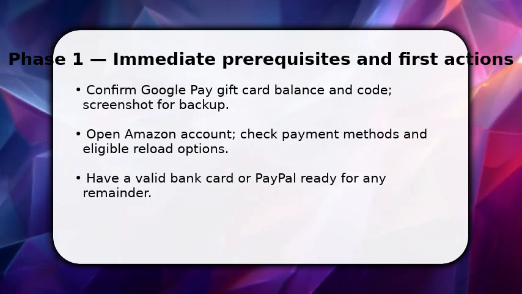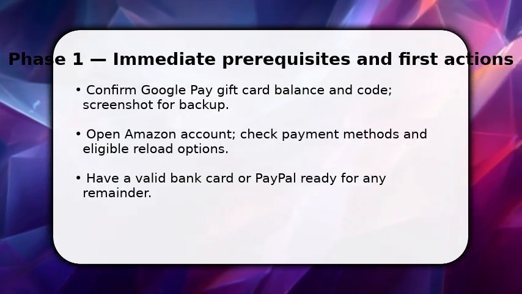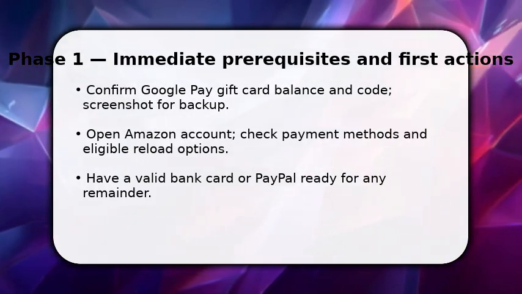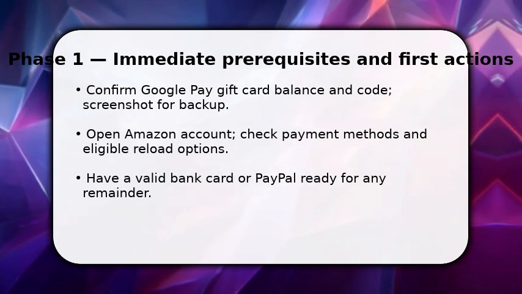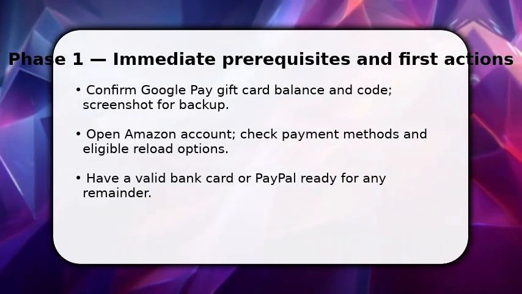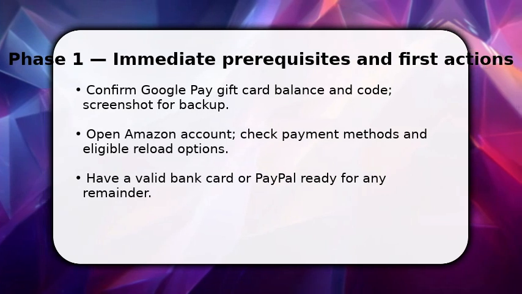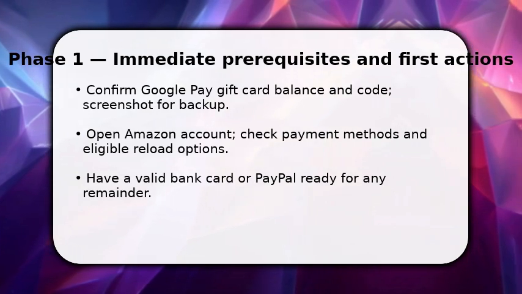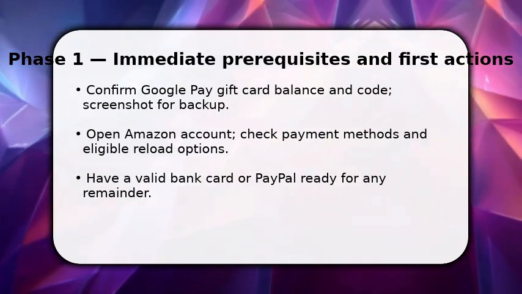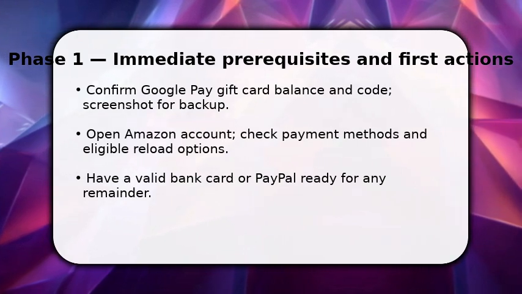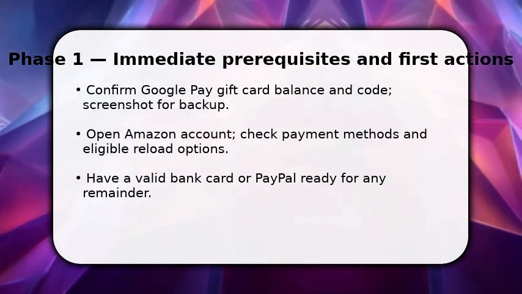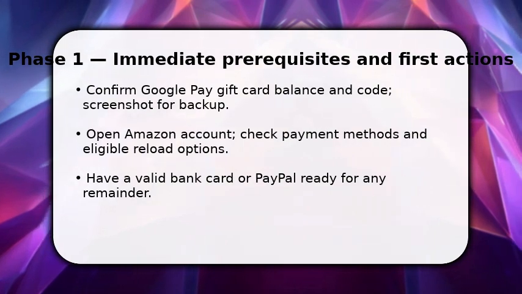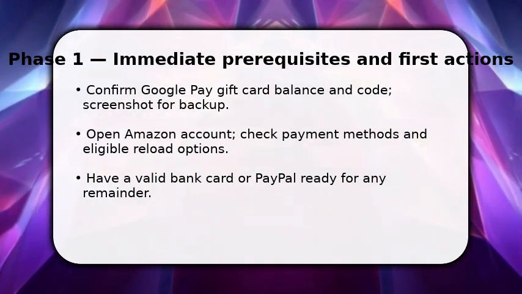You begin by verifying the Google Pay gift card balance and copying the claim code. This prevents delays. Once done, sign into your Amazon account and open the gift cards page so you can redeem or reload. Make sure you have an alternate payment ready, because Amazon sometimes requires a secondary method for partial payments. You do this now to avoid interruptions. Get the code, the account, and the backup payment in front of you before moving to redemption.